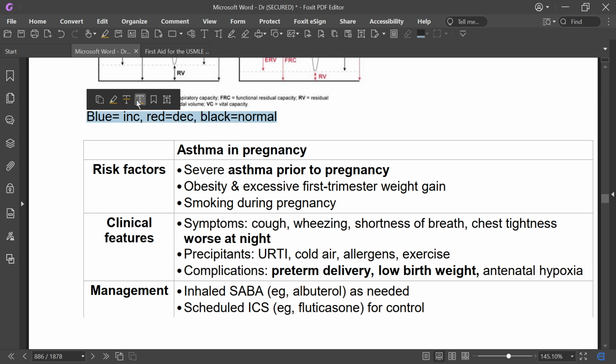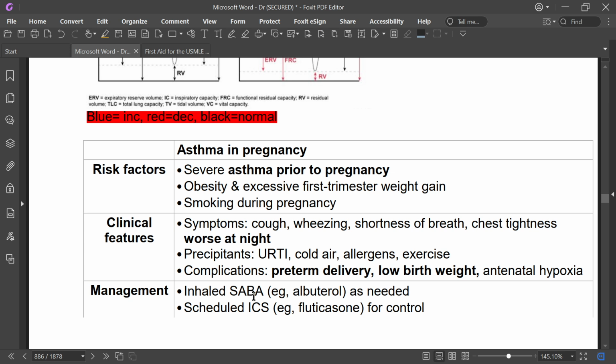This one is very high yield, should not be overlooked. Asthma in pregnancy: there may be severe asthma prior to pregnancy, obesity, excessive first trimester weight gain, and smoking during pregnancy. In clinical feature, symptoms are cough, wheezing, shortness of breath, chest tightness, worse at night. Precipitants are upper respiratory tract infection, cold air, allergy, and exercise, and complications are preterm delivery, LBW, and antenatal hypoxia.